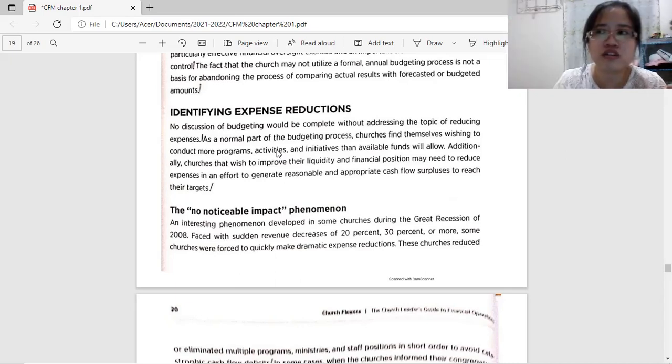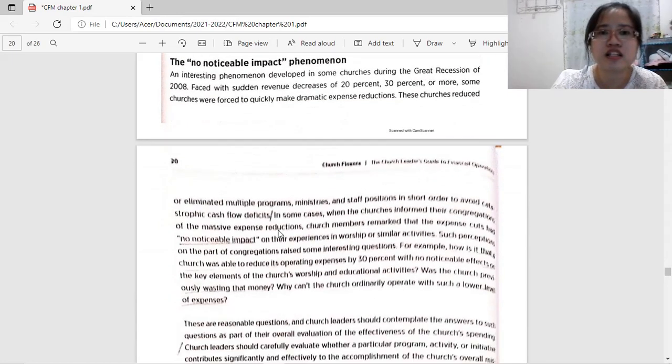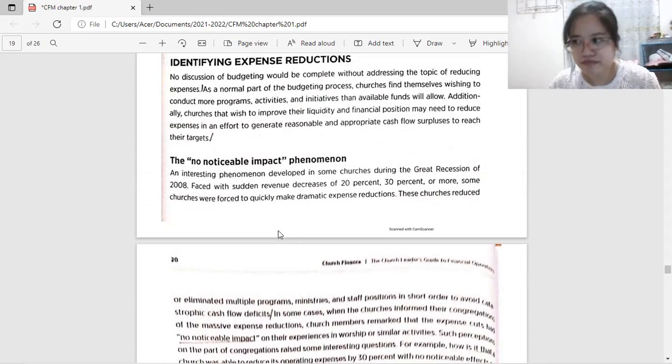So if any of these activities can be reduced, the budget can be reduced, then we have to. And then the next one, the no noticeable impact phenomenon. I think the main point here is in terms of comfort. For the most part, we can actually reduce the expenses as much as we can.